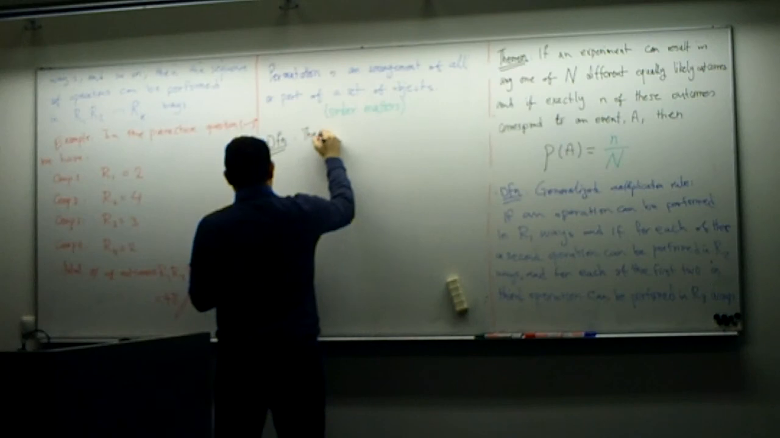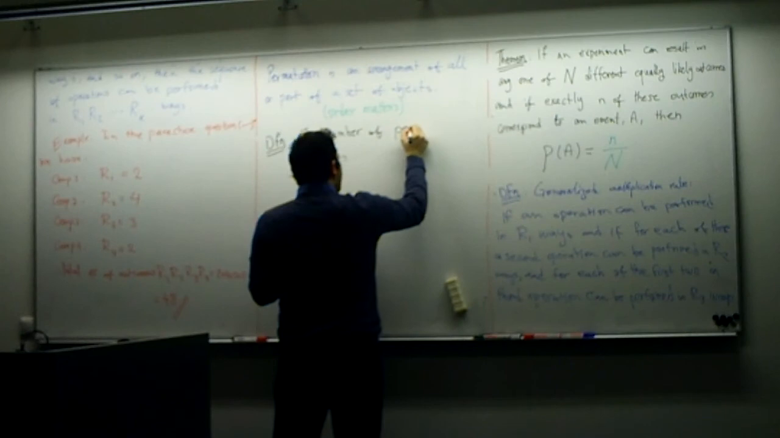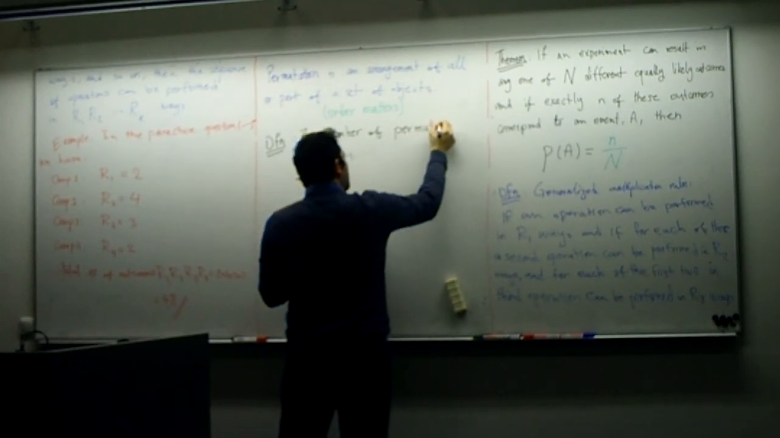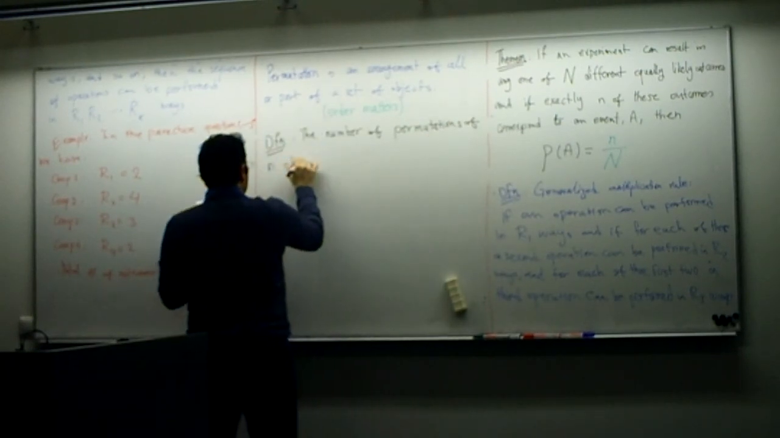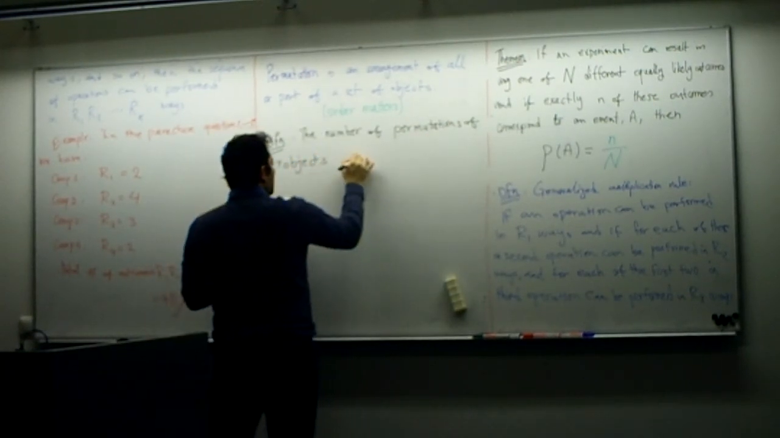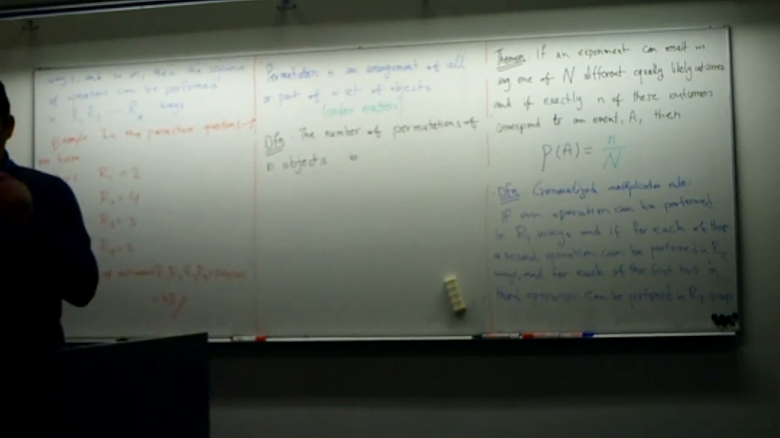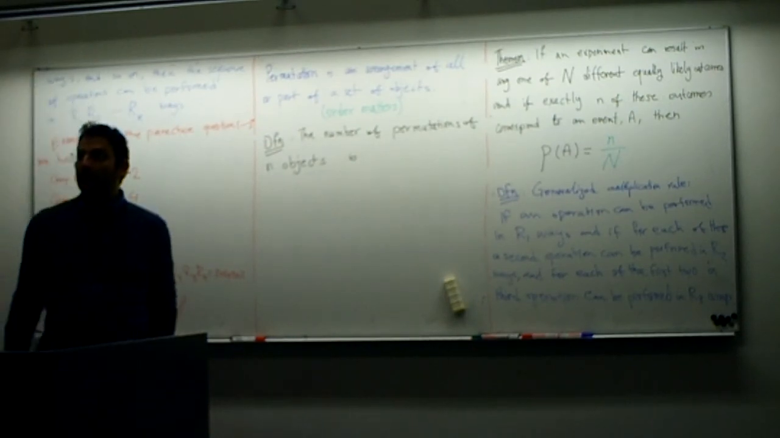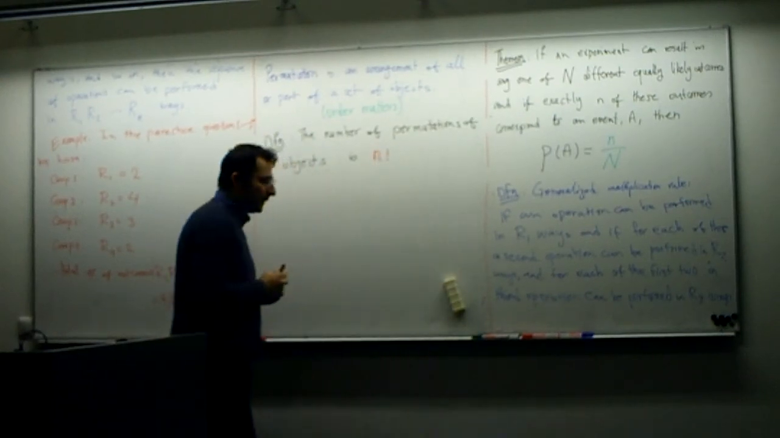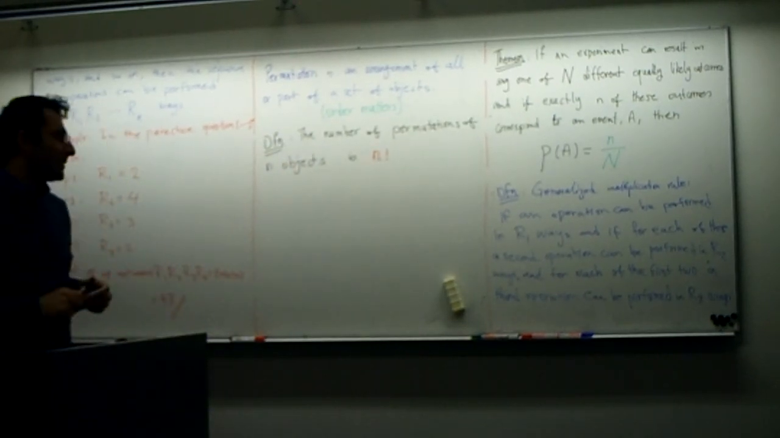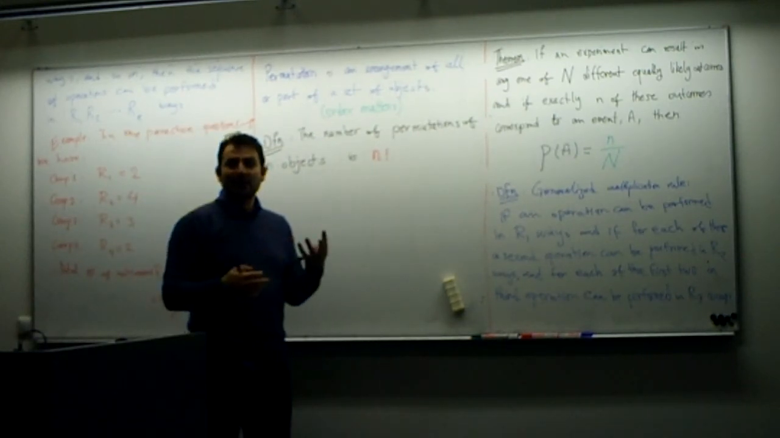The number of permutations of n objects is, if I have n objects, how many different ways can I put them together? N factorial. It's easy to see why it is n factorial. Do you know n factorial? Is there anyone who doesn't know what a factorial is?